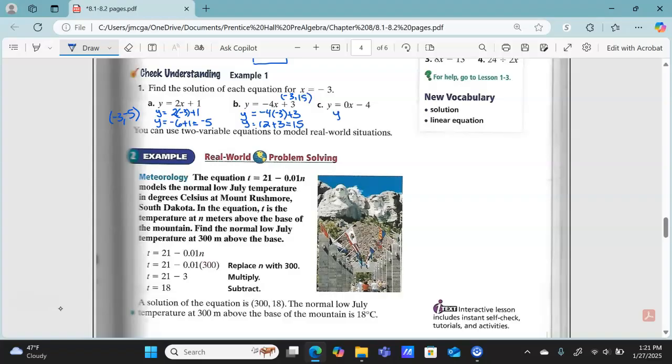In this one, we have y equals 0 times negative 3 minus 4. That's just 0, so I get a minus 4 or a negative 4. And again, the coordinate is the number I put in and the number I got out.